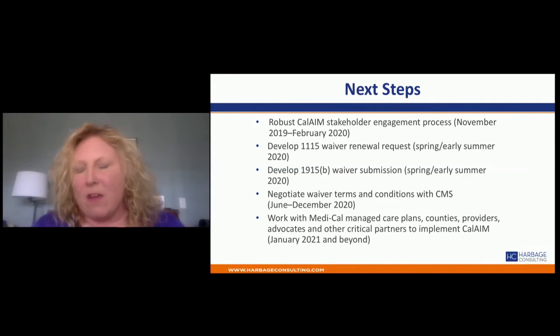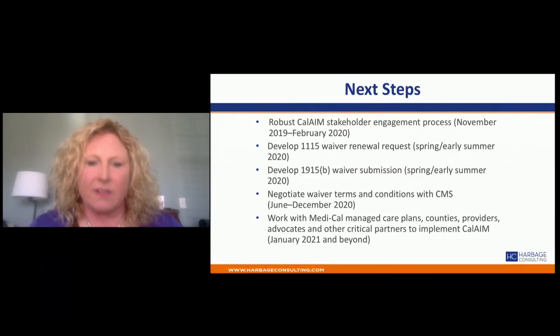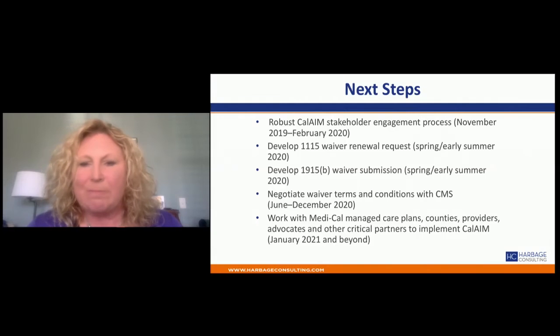So we didn't talk about how long it takes to negotiate waivers. It can take some time, so we're making assumptions about a quick review process for this 1115 waiver in particular, because it will be fairly straightforward, but still assuming at least a 6-month review period, and hoping that CMS will agree to meet that deadline at the end of December 2020 for the final approval of everything. And then, of course, working with all the critical partners at the ground level, managed care plans, counties, providers, advocates, all the stakeholders that have an interest in the future of the Medi-Cal program, and the state will continue to really honor that commitment.